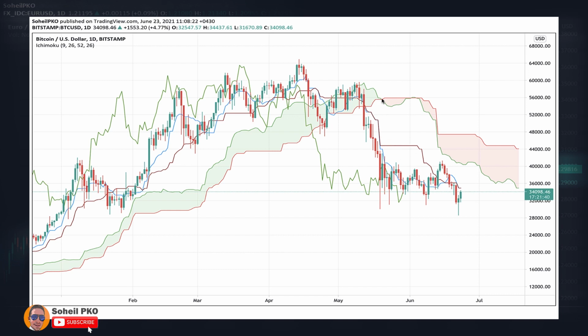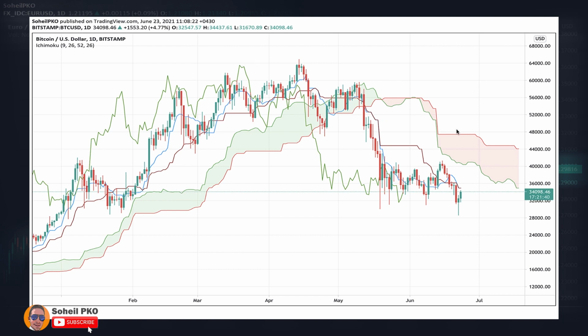If you remember, leading span A, the green line, moves faster and closer to the price action in comparison to leading span B, the red line. So when leading span A, the green line, is above leading span B, actually the cloud is green, and the green line is rising and moving further away from the red line, it shows that the momentum is reinforced and the uptrend is gaining strength.